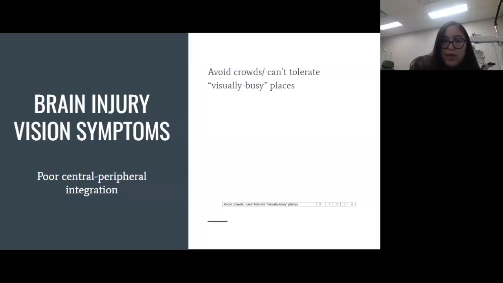To be able to control what you do and do not suppress, this is called central peripheral integration, meaning you're able to integrate what you see in the world in front of you and the world around you. So if you find yourself avoiding crowds or unable to tolerate visually busy places, it may be due to that poor central peripheral integration.